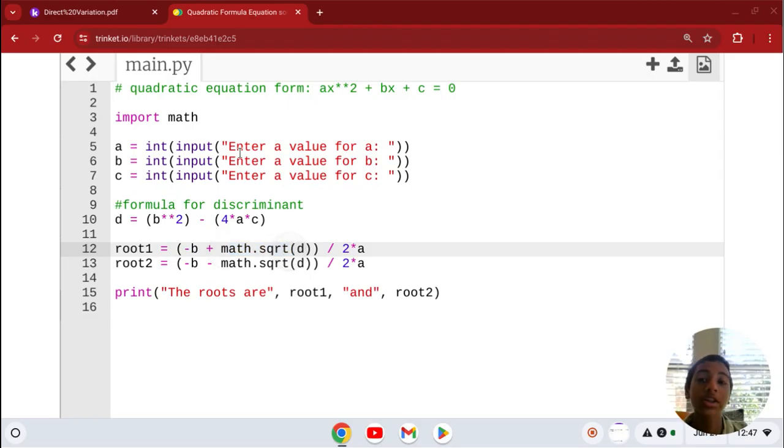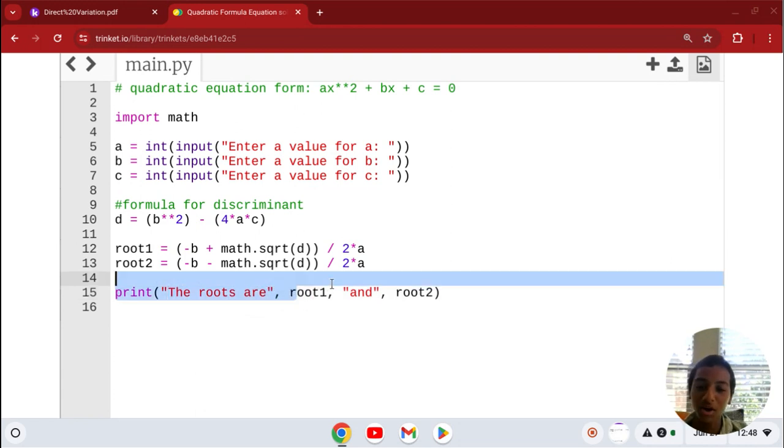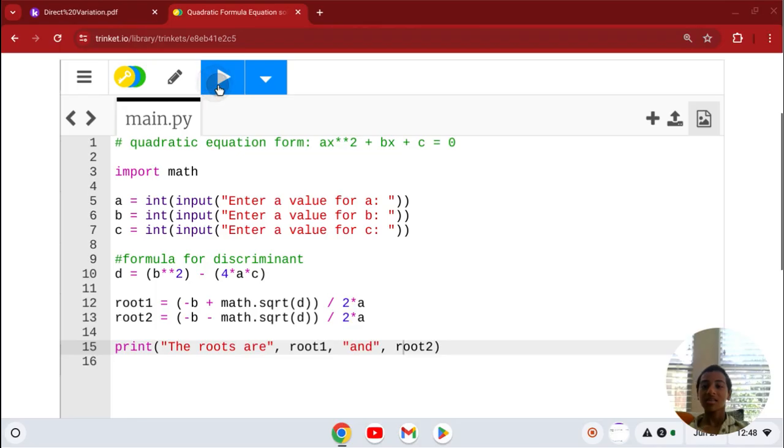Math.sqrt is using the square root function we imported, of d, the discriminant. So instead of writing the square root of b squared minus 4ac over 2a, you can just put the discriminant here and write d. And don't forget the over 2 times a part. Same thing here, but minus the square root of d. And then the print: the roots are, and it's going to replace root 1 and root 2 with their actual answers. Let's test it.